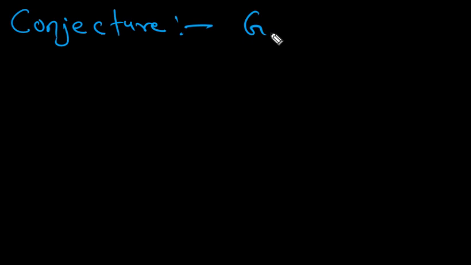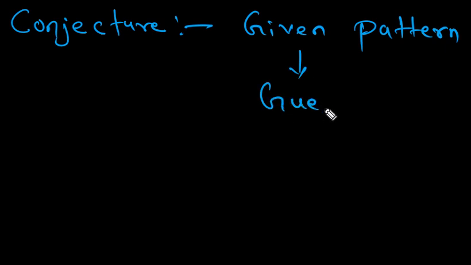Let's begin the session. In this video, we will talk about conjecture and counterexample. So let's start with conjecture. The conjecture definition is basically: on the given pattern, you will predict the next step. You will guess your next step.